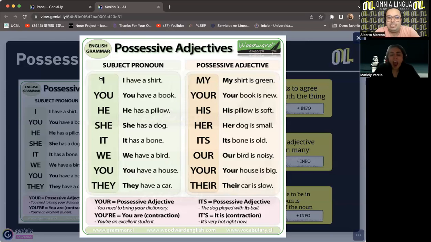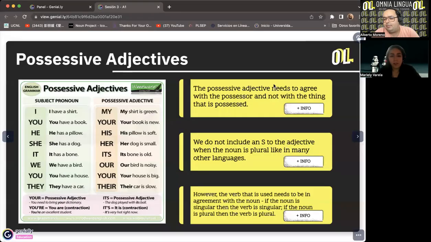So this is important. For I, we use my. For you, we use your. He, his, she, her, it, its, we, our, you, your, they, their. Okay. This is very important. The possessive adjective always agrees with the person we speak of. And those have so many usages. So the first usage says the possessive adjective needs to agree with the possessor and not with the thing that is possessed.